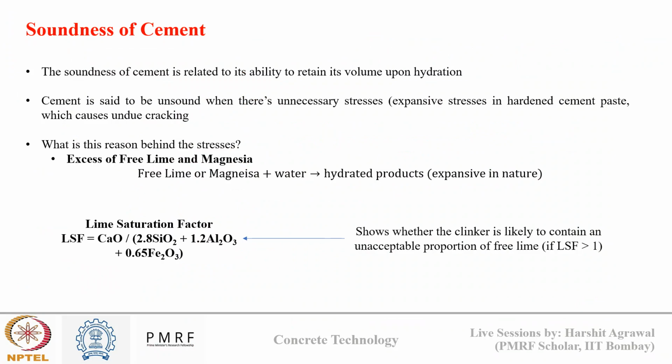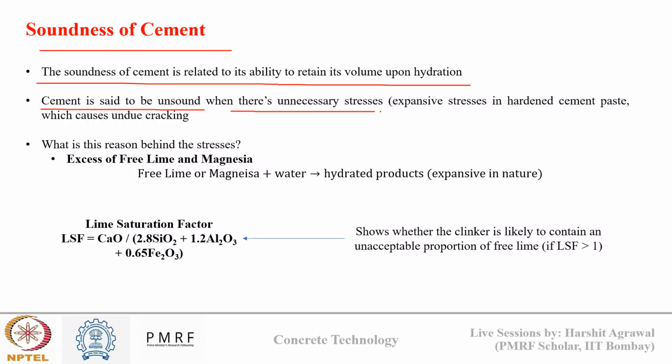After consistency and specific gravity, the third property of cement that we will discuss is the soundness of cement. Soundness is related to the ability of cement to retain its volume upon hydration. Cement is said to be unsound when expansive stresses build up in the cement paste, which can cause cracking. The source of this is the presence of free lime or magnesia.